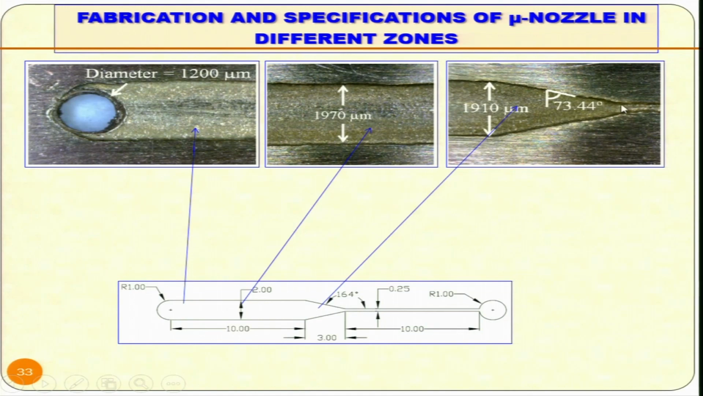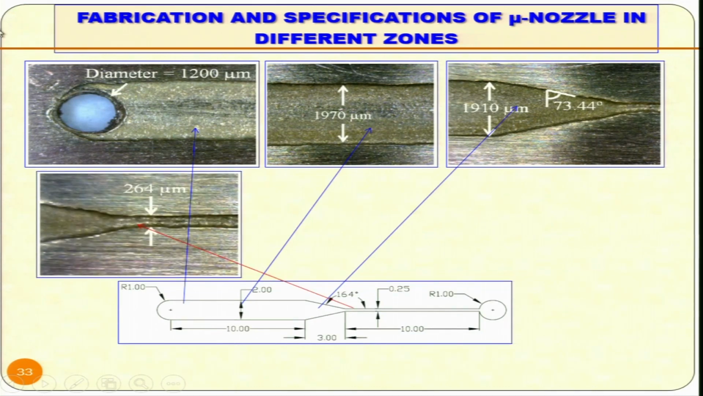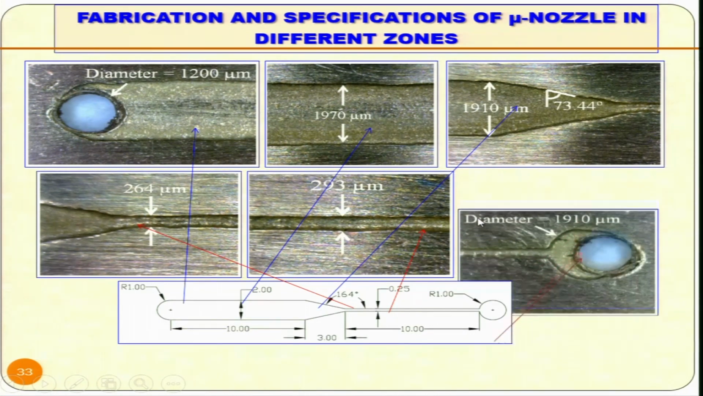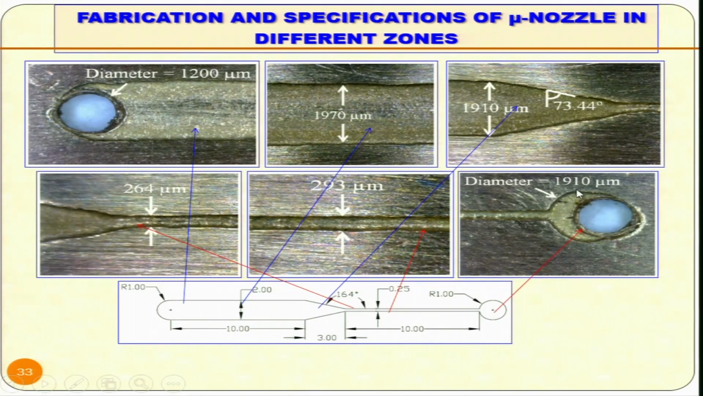But here, if you see, sorry, this is a micro nozzle, not a mixer. You can see here, this was done over here. This is 264 micrometer, so you can really call it a micro nozzle, because the final dimension going through this nozzle is 264 micrometer. And 293 micrometer, so you can see the non-uniformity in the size of the nozzle, and this is 1910 on the other side. So you can see different dimensions of the micro nozzle that was prepared in the lab.